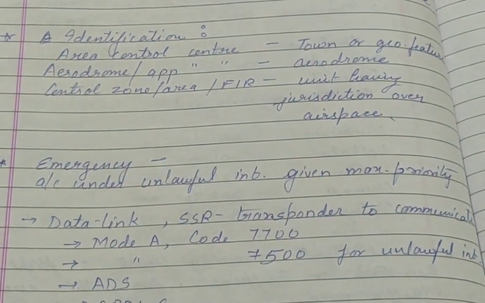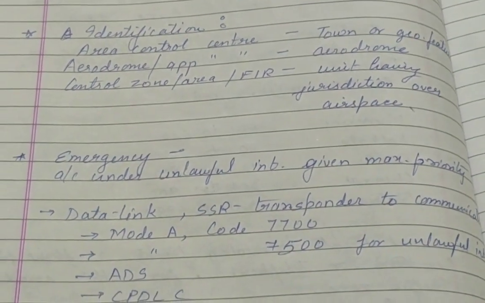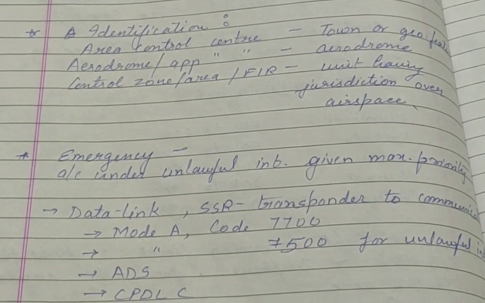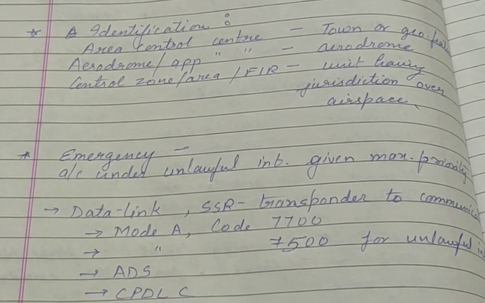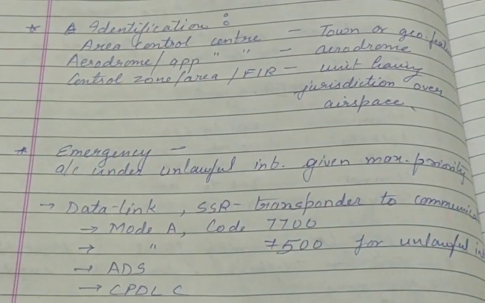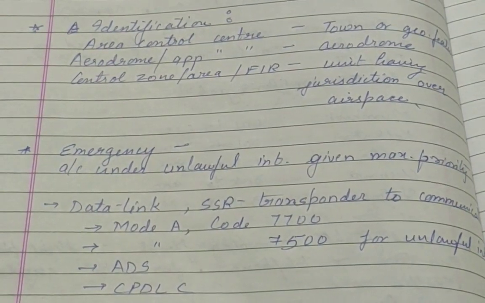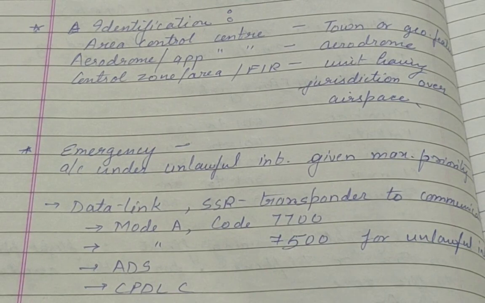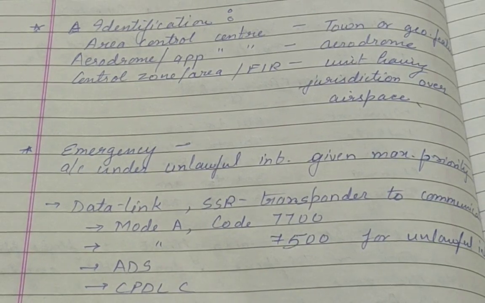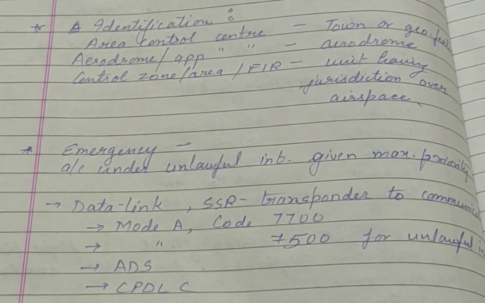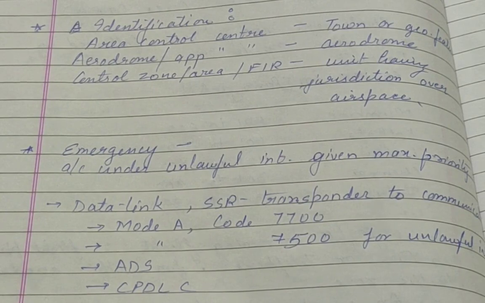So moving on to the emergency category. In this, the aircraft which has been subjected to unlawful interference will be given maximum attention, maximum priority against all the other flights which have urgent requests or emergencies because of the circumstances.